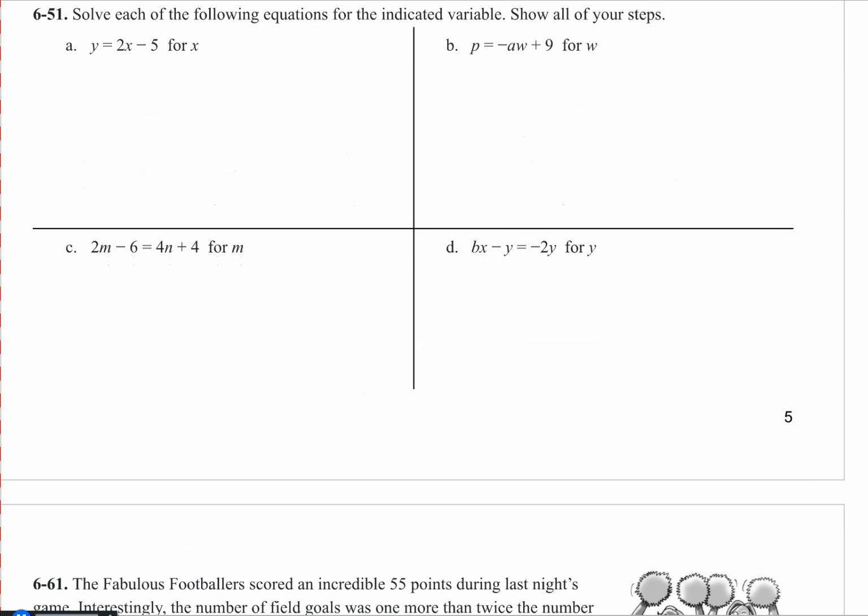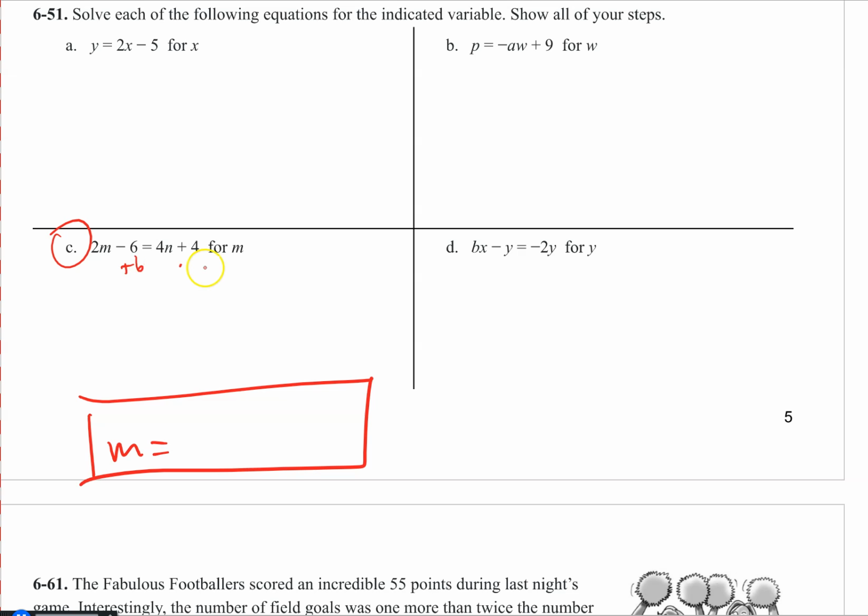6-51. Solve this one for M. I'll do C. Alright, I want to get M equals in my answer. So I'll start by adding 6 to each side. That's going to make a 0 pair, and I have 2M equals 4N plus 10. Then I'll divide both sides by 2, divide everything by 2. M equals 4N divided by 2, that's just 2N plus 5.